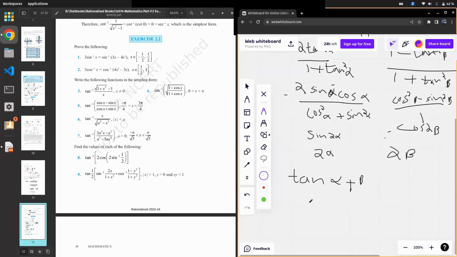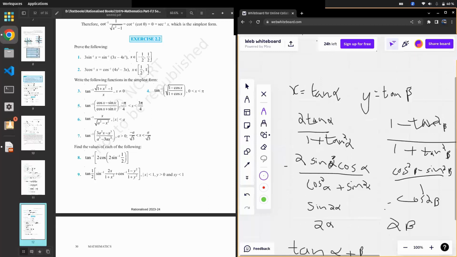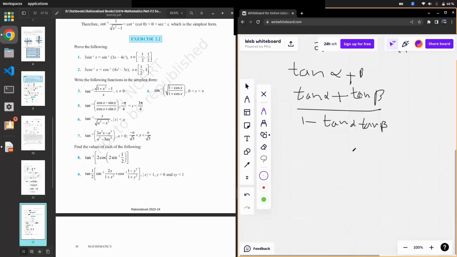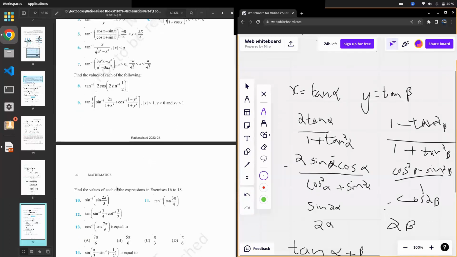So tan alpha plus beta is equal to tan alpha plus tan beta divided by 1 minus tan alpha into tan beta. Our assumptions are x is equal to tan alpha and y is equal to tan beta. So if we substitute them back, we will get x plus y by 1 minus xy. So this is the value of the ninth question. So we'll move to the next question.